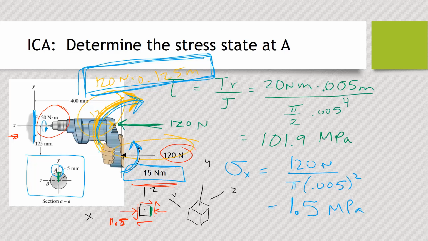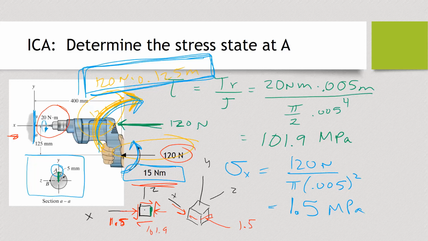Now, if you want to draw it on the 3D element, now your normal stresses look like this. So that'd be your 1.5. Let's see, these over here need to be 101.5. Now your other stresses need to be on the Z and the X faces. So they need to go like this and like that.